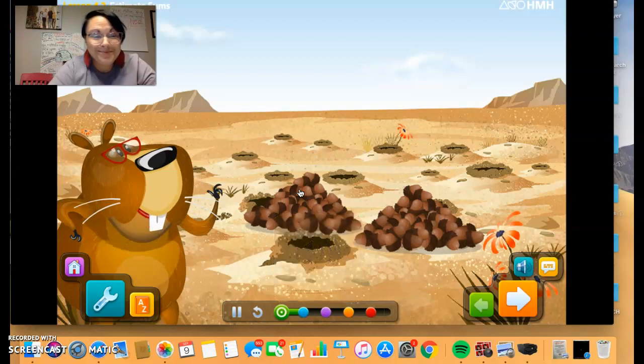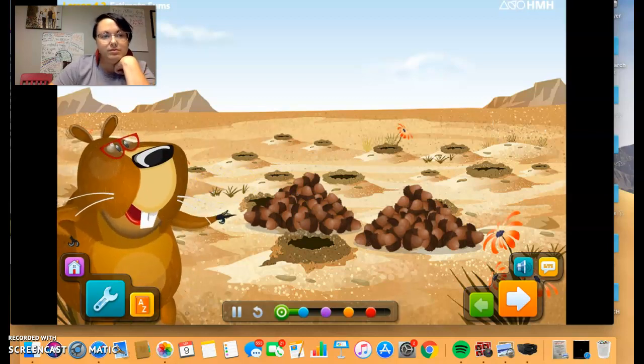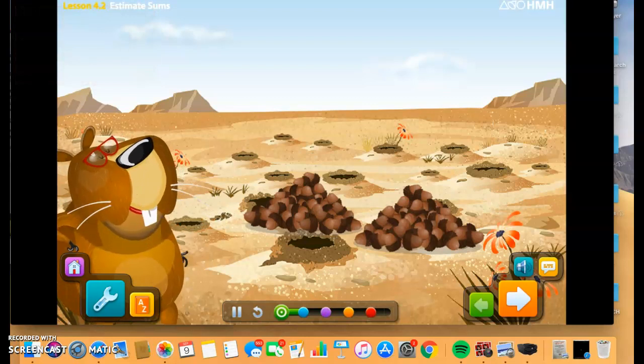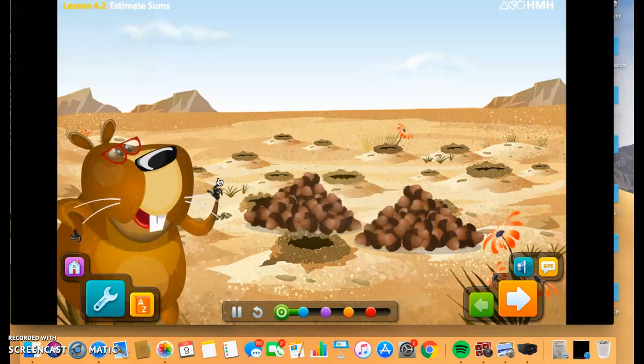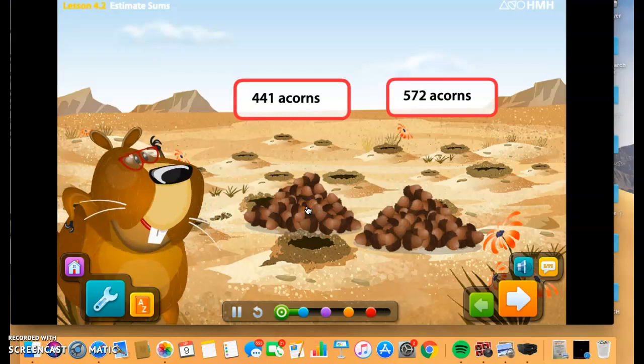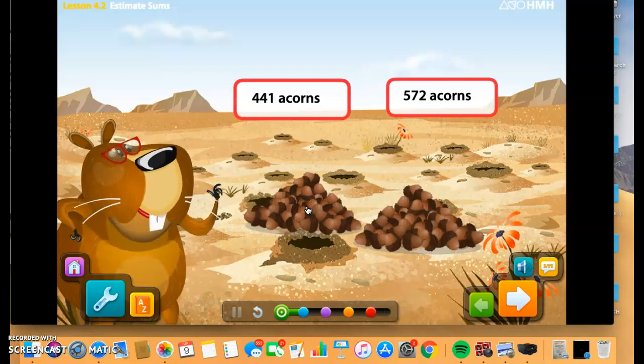Hi there! The squirrels around here have been very busy lately gathering acorns for winter. They've already collected 2 large piles of acorns. I'm going to move myself out of the way. Click the acorns to find out how many there are in each pile. That's better. Now we can see how many acorns are in each pile. This pile has 441 acorns. And this pile has 572 acorns. That's a lot of acorns.